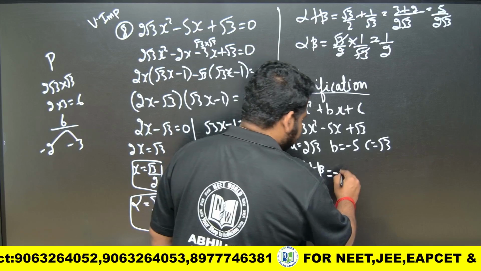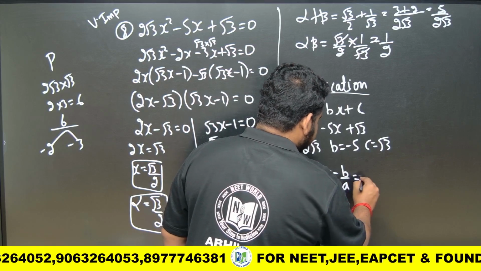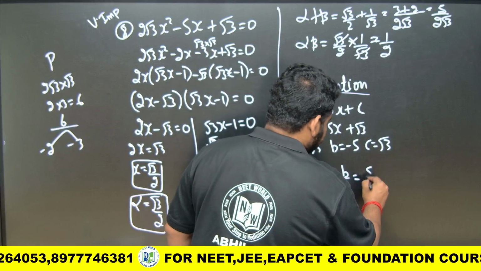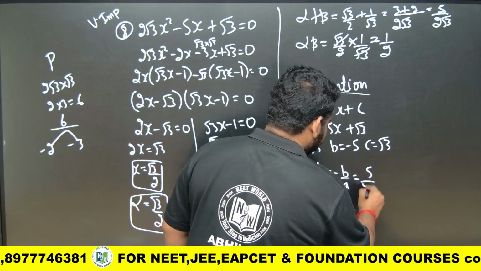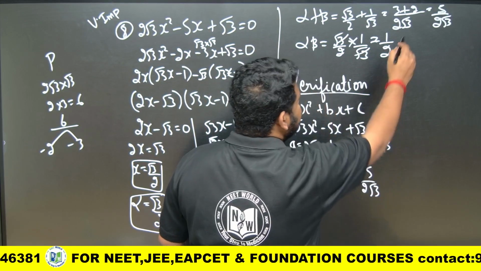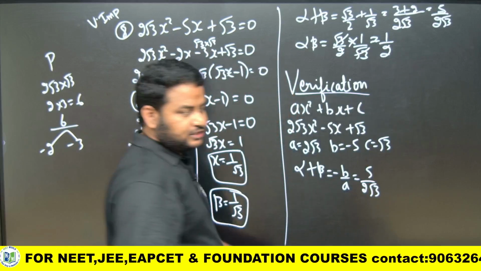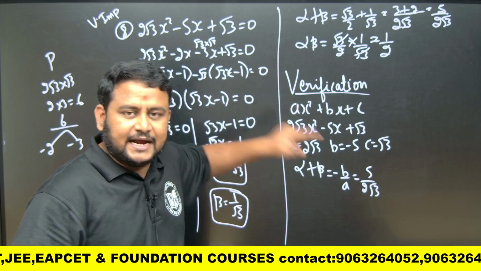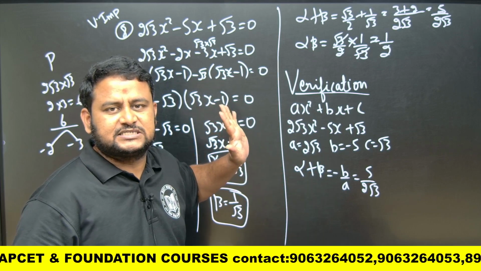Alpha plus beta is equal to minus b by a. B is minus 5. Minus into minus is plus 5. Okay. 5 by a, which is 2 root 3. So what is the answer I have? 5 by 2 root 3. Here also I have 5 by 2 root 3. Hence it is verified. What is verified? Sum of the zeros by direct method and also formula method, it is verified.